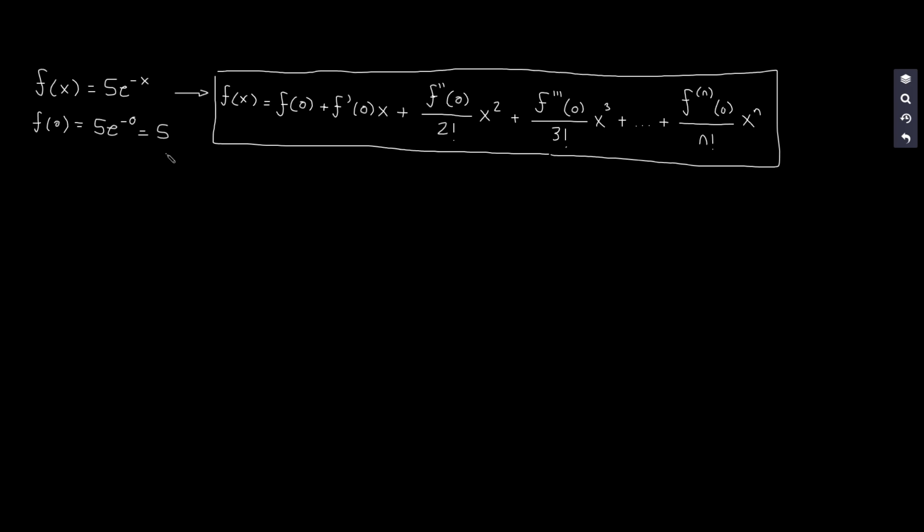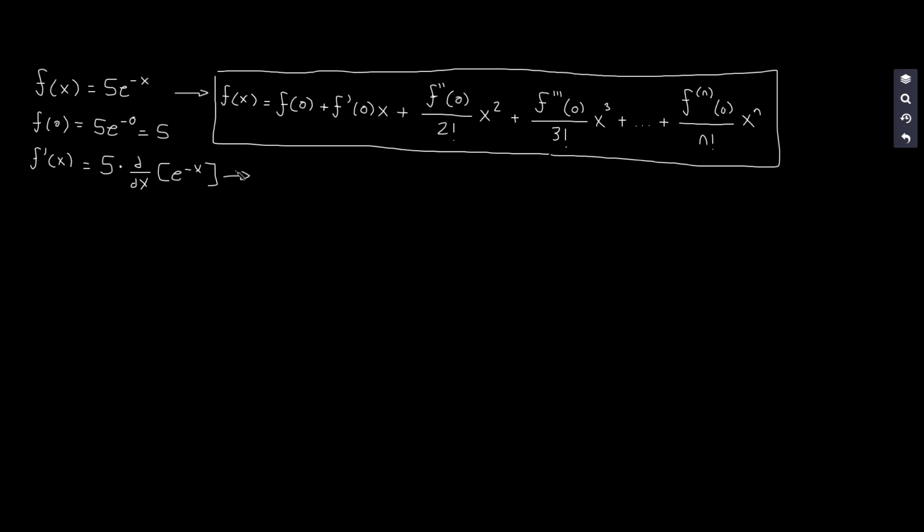But then we have to determine the second non-zero term of the series, so that's going to require us to find the derivative of this function. So if we want to find f'(x), we have to take into account that f(x) is equal to 5 times Euler's number raised to the negative x power. We're going to factor out that 5, and then take the derivative of Euler's number raised to the power of negative x.